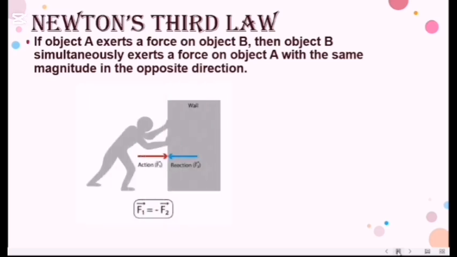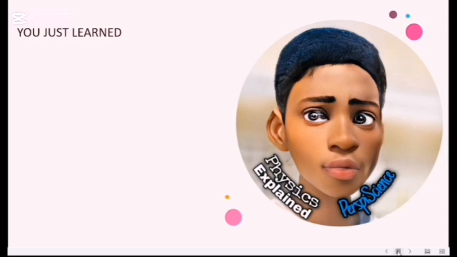Another example is a man who pushes a wall. The wall also pushes the man. So F1 here will be equal to F2, just in a different direction, which is represented with a negative sign. Boom! You just learned Newton's three laws.